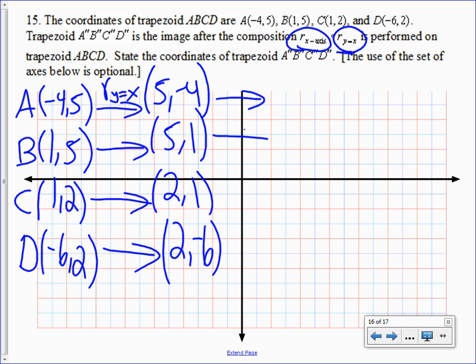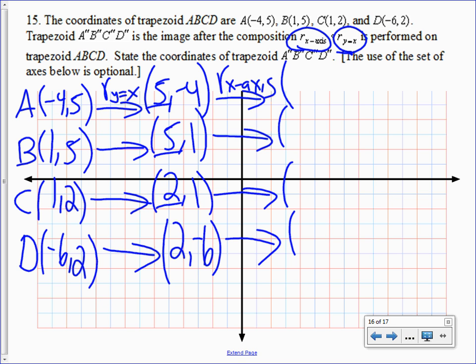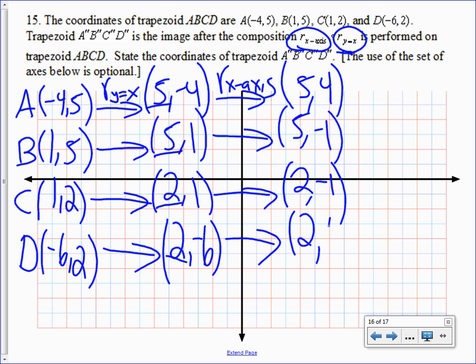Now that I have that, I do the next transformation, which is a reflection in the x-axis. And again, in our sum, we know to keep the axis we're reflecting over. I'm keeping the x: 5, 5, 2, 2. I'm negating the y value: positive 4, negative 1, negative 1, positive 6. Done. One more to go.